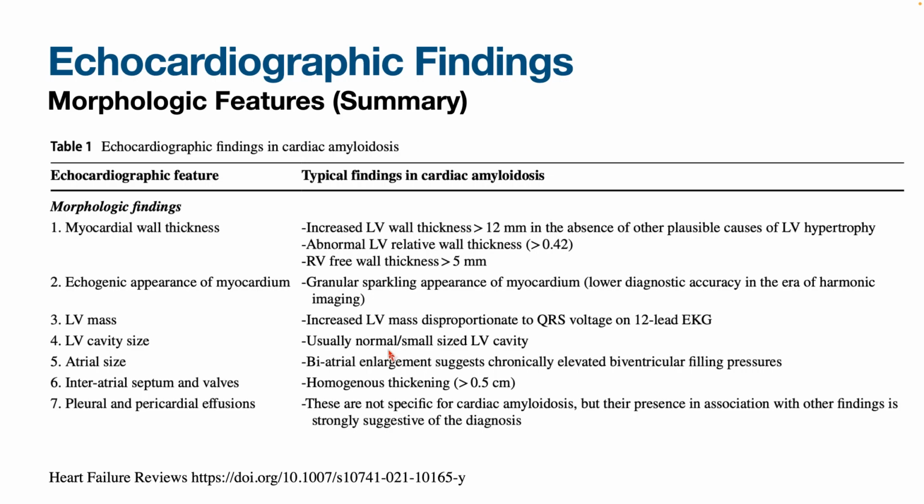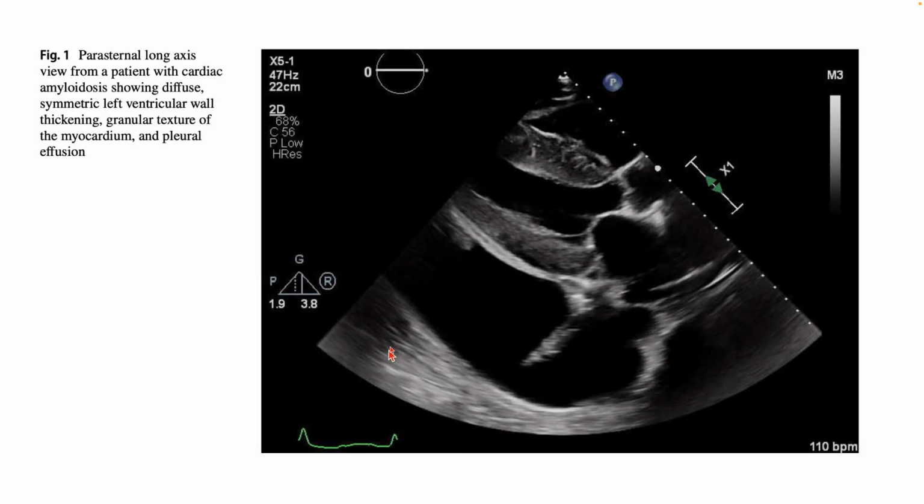So this is just a 2D image that showed presence of pericardial effusion and a large pleural effusion here. The walls are actually quite thickened with this sparkling appearance. The leaflets are thickened, both mitral and aortic, and the left atrium is enlarged.